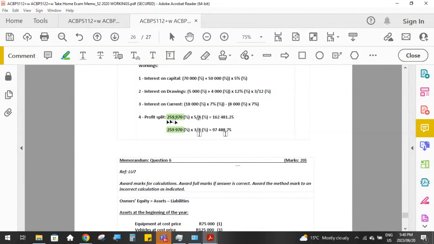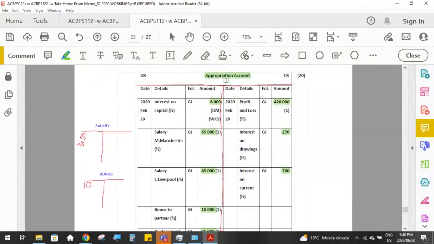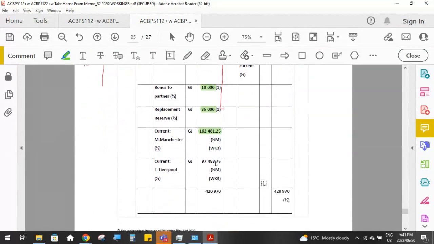Show your workings like this, each partner's individual amount, and then we will now close off the appropriations account so that the total debits equal the total credits, which means that the brought forward balance of the appropriations account will be nil. We must now debit the appropriations account and credit the current account of Mr. Manchester, and debit the appropriations account and credit the current account of Mr. Liverpool.